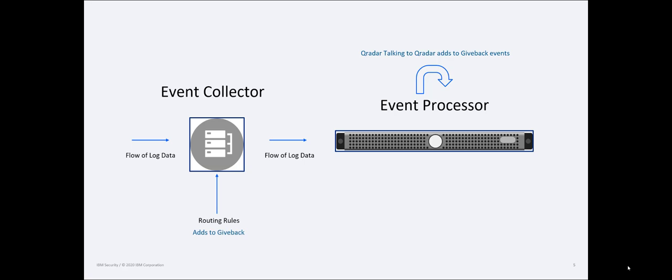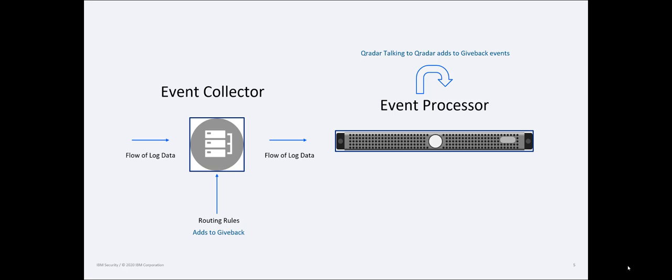So if I go through on the event collector, and I'll show you how this works in just a second, I create routing rules and I add things to giveback. So I can say if I have a particular event type that's coming from a firewall and I don't really care about it, right? I don't care about DNS closed, something. I can create a routing rule at the event collector, and I'll show you how to do this, that is going to add to your giveback, or essentially not count against your license.